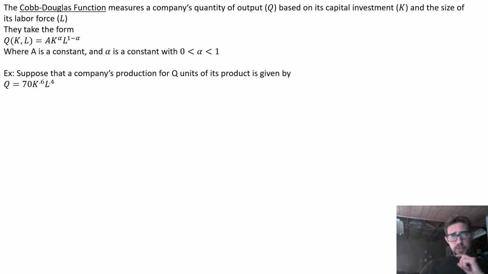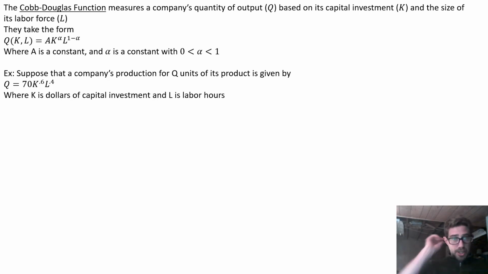A company's output for Q units of a product is given by Q equals 70 times K to the 0.6, L to the 0.4. So there are only two independent variables there, K and L. That's a function of two variables. As those numbers go up or down, Q goes up and down. If they both go up, Q probably goes up. If they both go down, Q probably goes down. But if one goes up and the other goes down, and vice versa, we're interested in seeing what happens there. But for right now, we're just playing around with it. We're not really doing any calculus with it today.